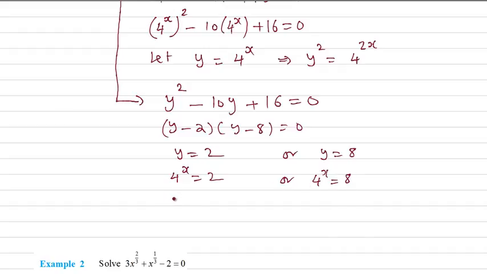So this equation we can write as 2 to the power 2x, and this side is 2 to the power 1. Here we can write 2 to the power 2x, and 8 is 2 to the power 3. Now we just equate the indices and ignore the base. So 2x equal to 1 means x is going to be equal to half. Here 2x equal to 3 means x equal to 3 over 2.